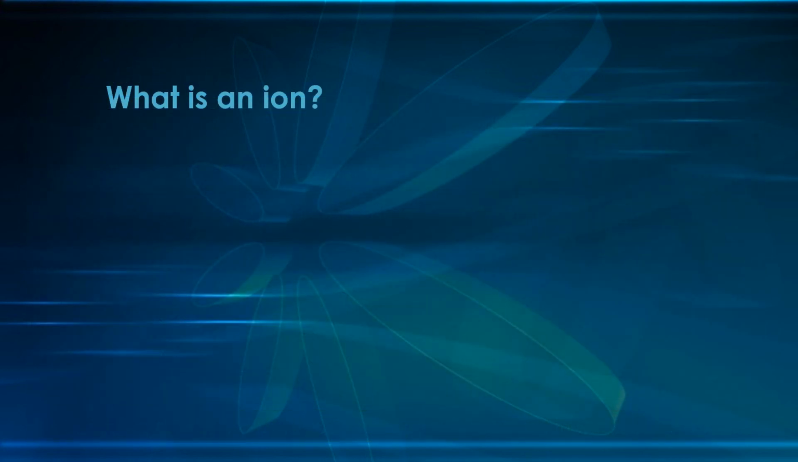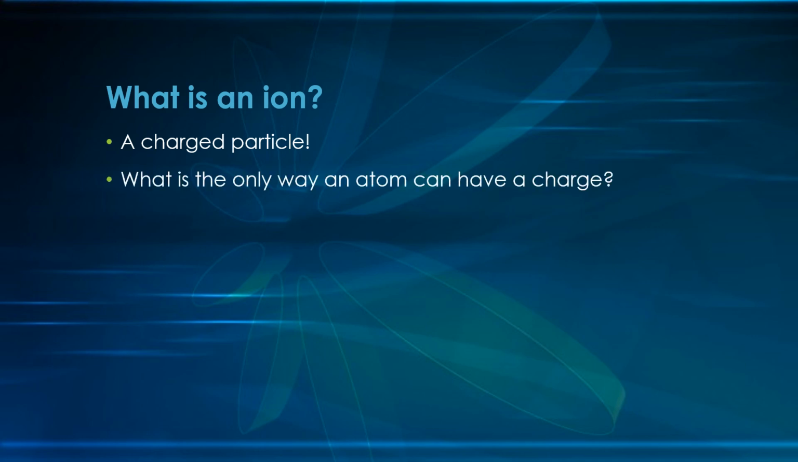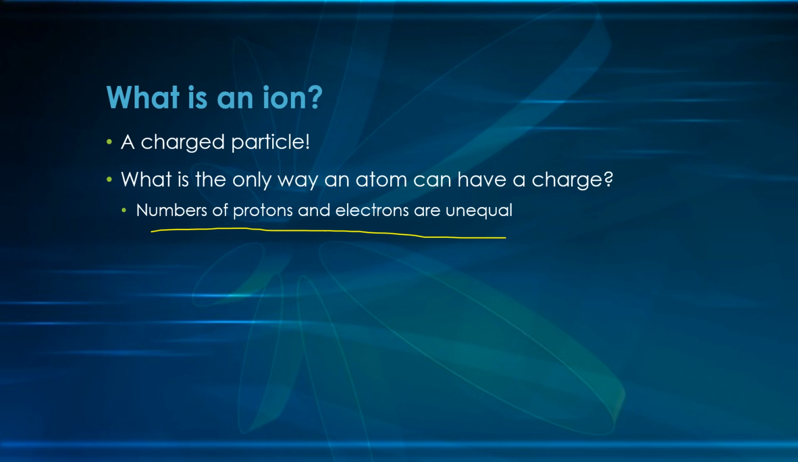We have one more particle to describe, and that's an ion. What exactly is an ion? Your definition is a charged particle. Now, based on what you wrote about protons, electrons, and neutrons, if I have a charged particle, which two subatomic particles have to be different in order to have a charged particle? And your answer is that the number of protons and electrons have to be unequal.